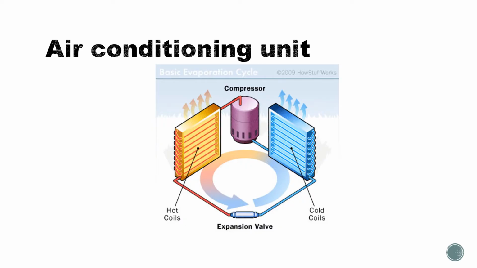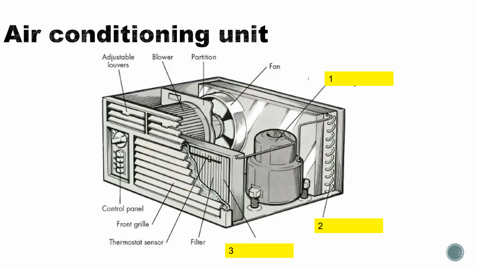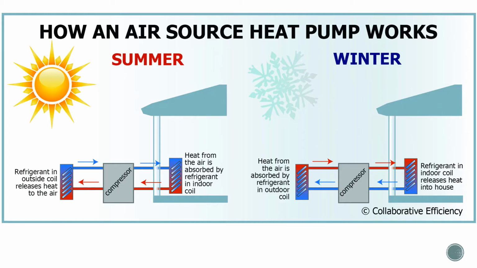What is common between an air conditioning unit and a refrigerator? You will notice that they have similar parts. Both of them have evaporator, condenser coils, and compressor. Looking into the air conditioning unit, you will see that it has a compressor, a condenser, and an evaporator. These components are very important in the role of a heat pump during summer and during winter.